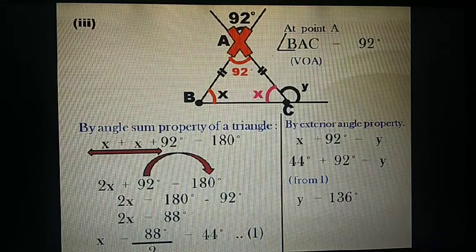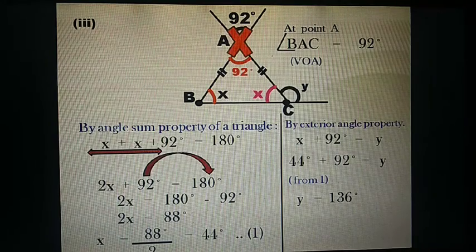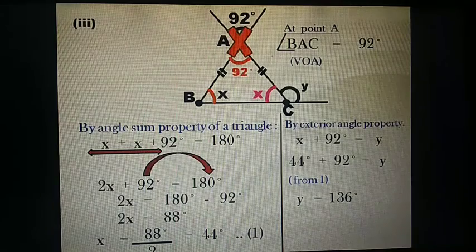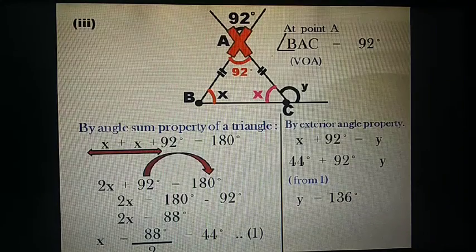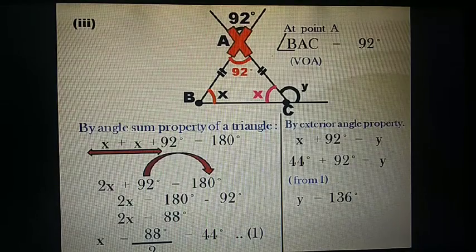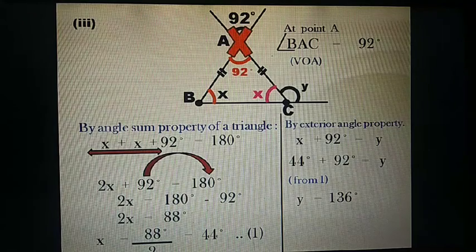So if the figure given to you has an isosceles triangle, we will use one more property, that is isosceles property, which states that the base angles are equal.